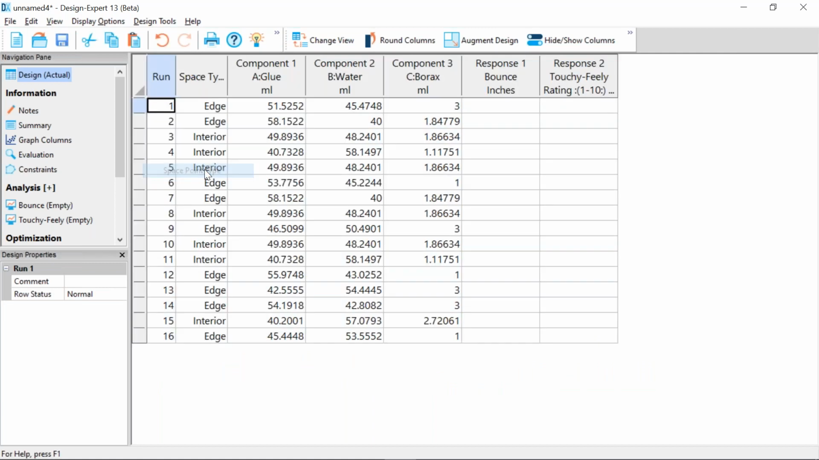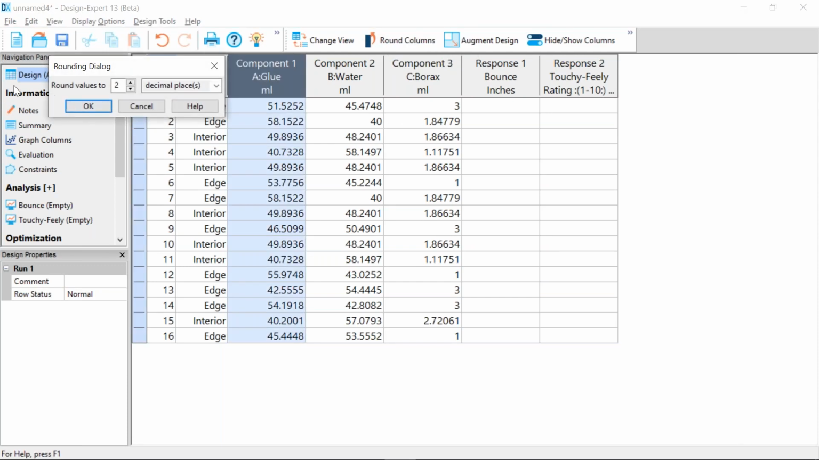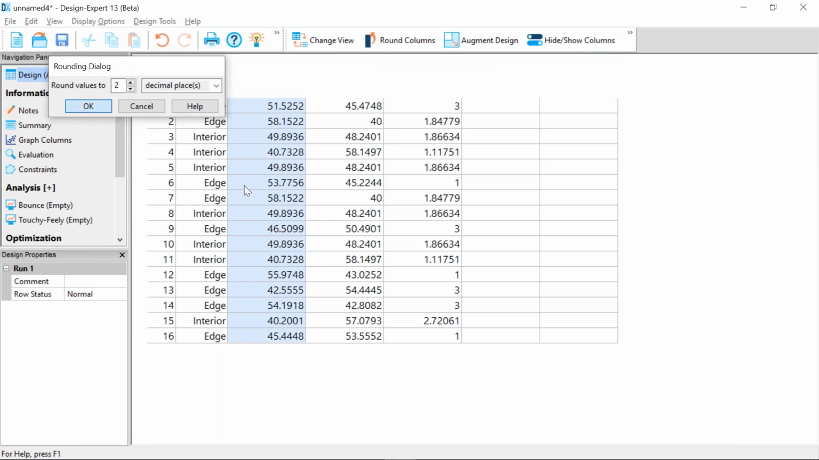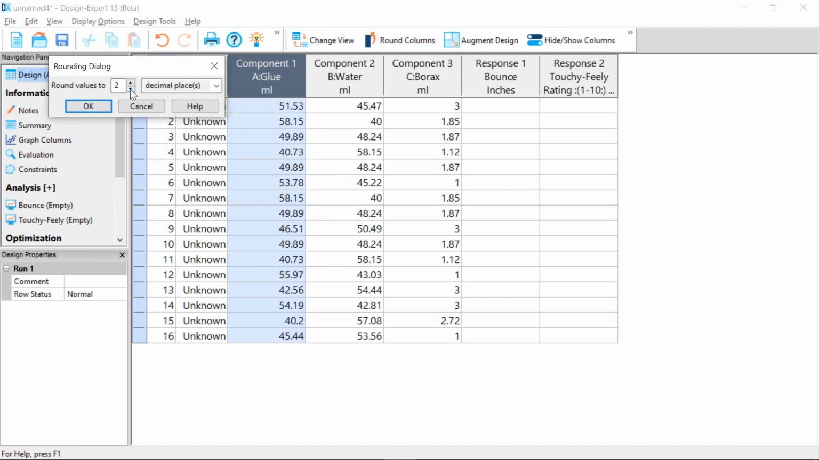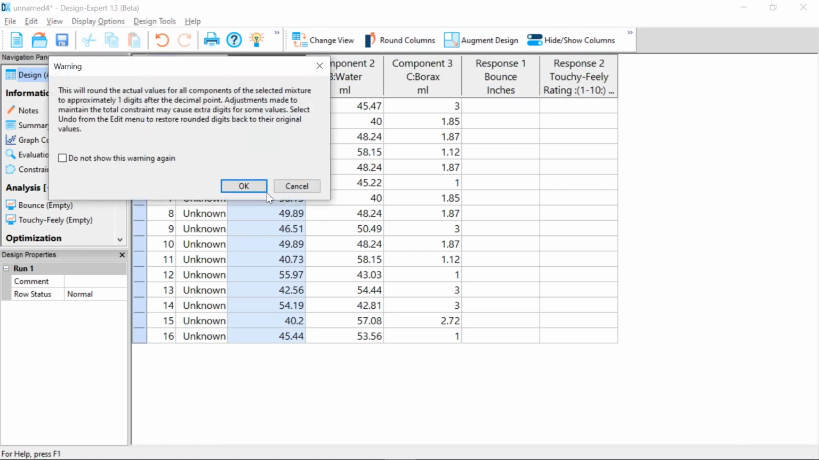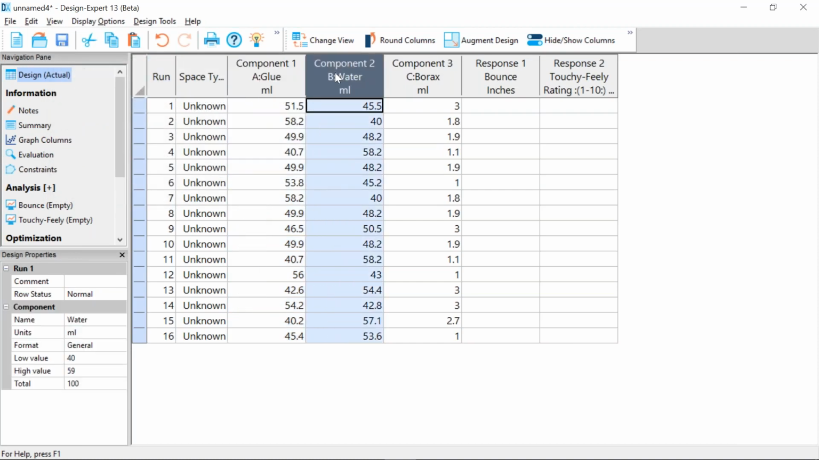And we can identify the different points that we have here, where they're located. Now, what I would do in this case is use this round columns feature in Design-Expert 13 so that we don't have so many decimal places here. And I would round this, maybe to only a 1/10, to make it easier to run.